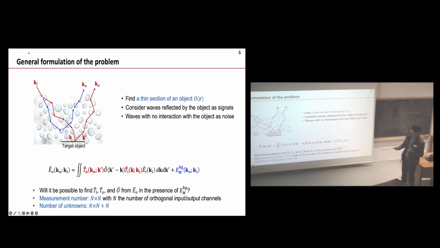So suppose we send and measure n orthogonal modes, then probably we can have n squared measurements, roughly, okay? But then how many unknowns do we have? So Ti has n squared unknowns, and this has n unknowns. So essentially underdetermined, right? And then furthermore, we have this noise, okay? So this is still difficult to solve, right? So that's where we are, okay?